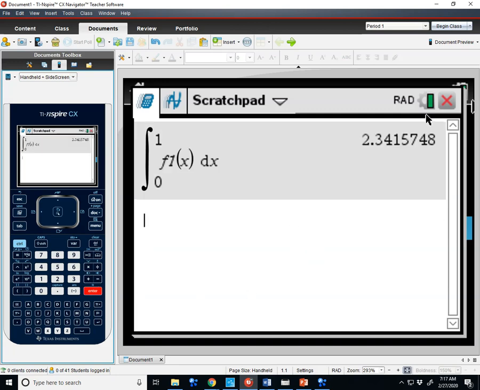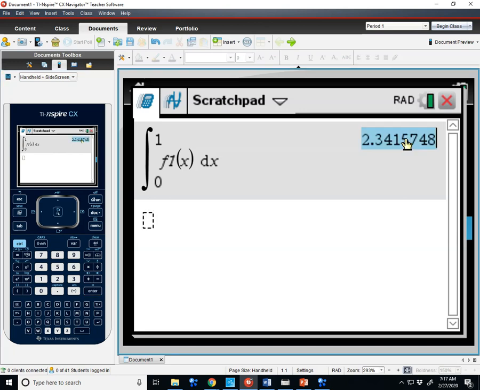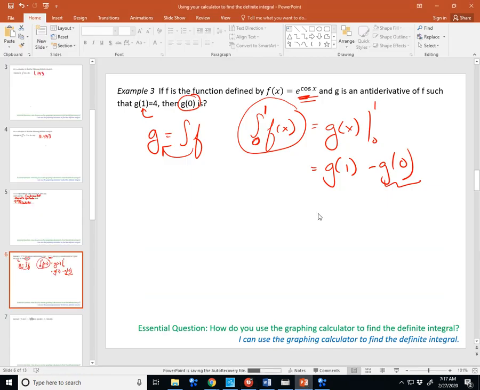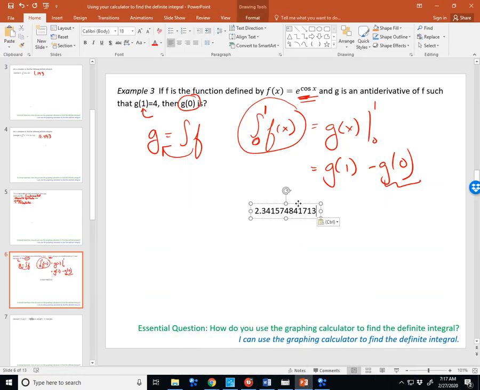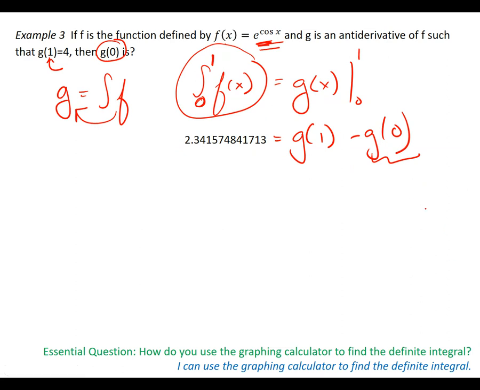Now, when we're talking about this, you do not write down 3 decimal places until the very end, because your answer needs to be 3 decimal places accurate. That means when you're calculating, you really need more decimal places. Look at how many more my calculator is able to give me because I copied and pasted. What is G of 1? Do I know that? They told us it's 4. So I've got this 2.341574. Usually about 6 is good.